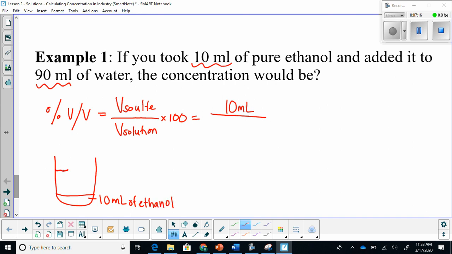To that, I add, from here to here, there's 90 milliliters of water. Okay, this one is going to be my solute because it's the smaller amount.